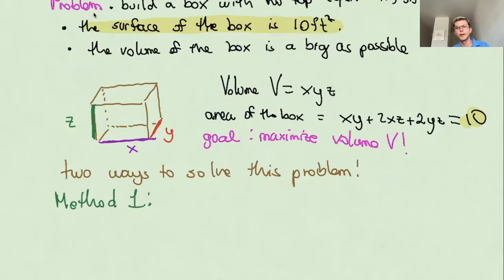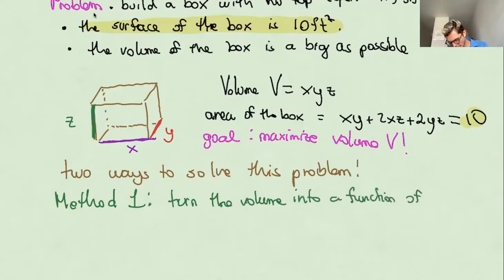Turn the volume into a function of two variables, so that you can apply what we did before, in order to apply the methods from before.